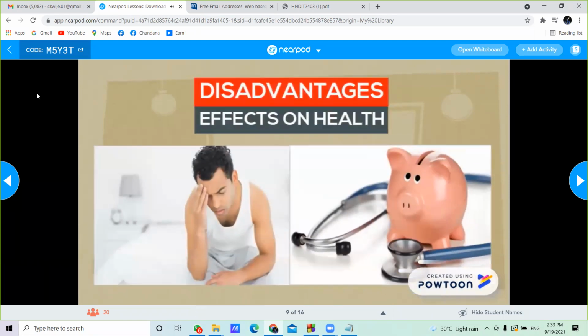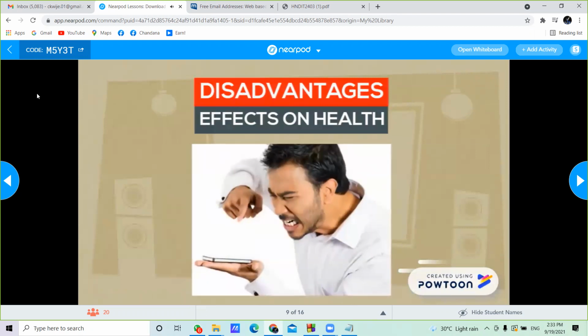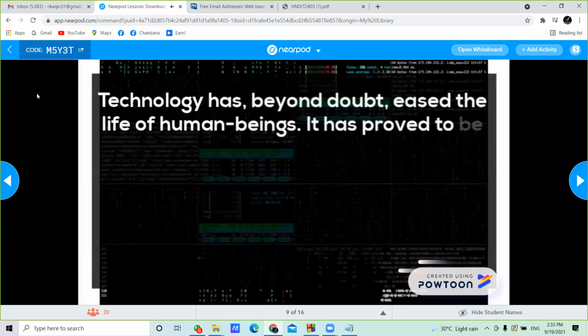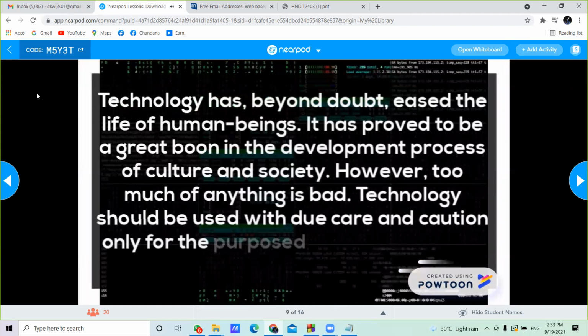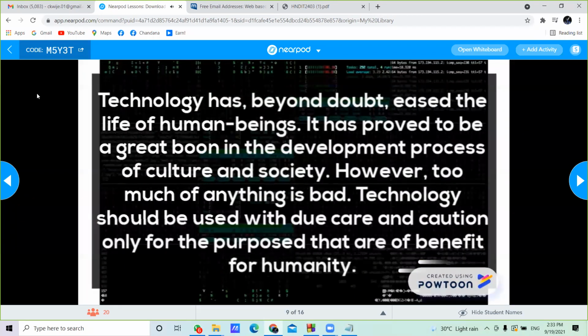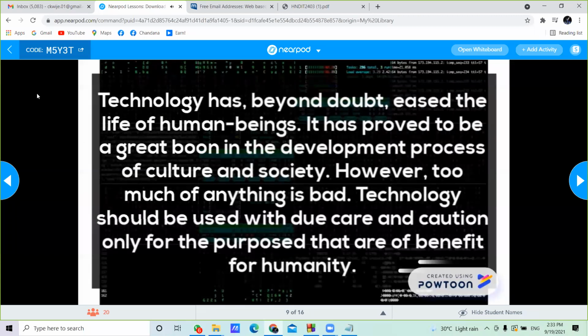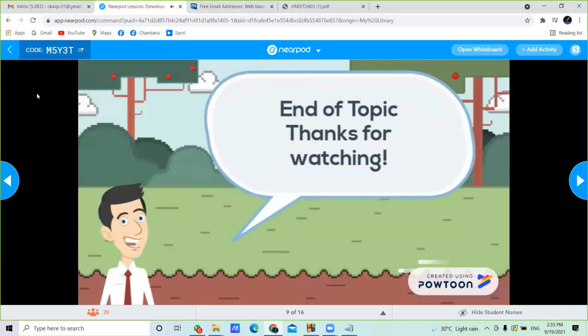Effect on health. Though various technologies have made our life comfortable, they have come at a cost: our health. The impure air and water is hazardous to human health. Excessive use of smartphones causes stress and posture-related health issues. Technology has beyond doubt eased the life of human beings. It has proved to be a great boon in the development process of culture and society. However, too much of anything is bad. Technology should be used with due care and caution only for purposes that are of benefit to humanity. Now that ends our video. Hope you understood the topic and enjoyed watching it. Goodbye.